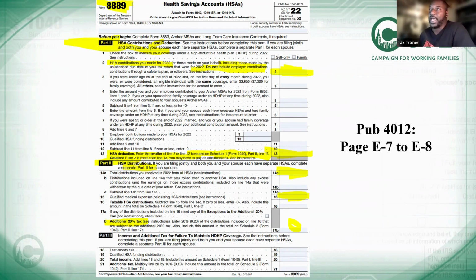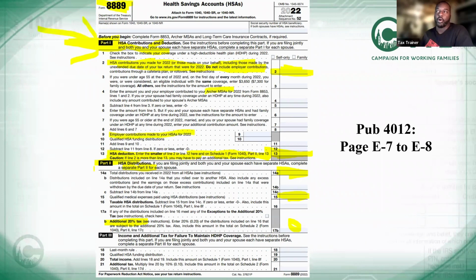So in here you have those made by you or other people. In here they talk about employer contributions up here. In here they talk about Archer MSAs. So part 1 is just contributions from any source.